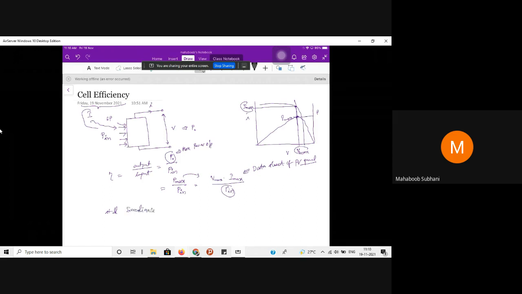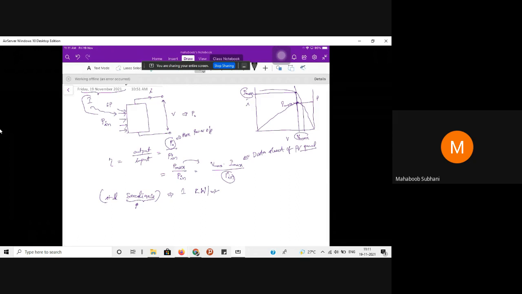So that is 1 kilowatt per meter square, right? So this irradiance is whatever the wavelengths occur, we are just taking the accumulation of all those values together, right? And now this is regarding your irradiance.